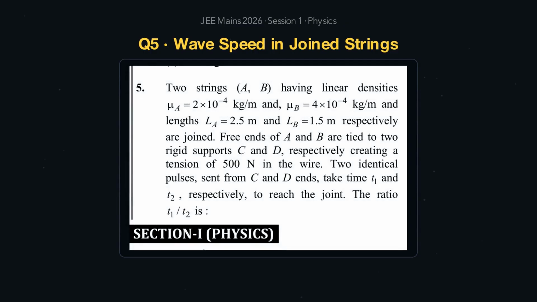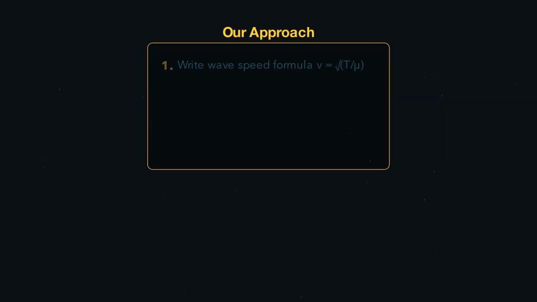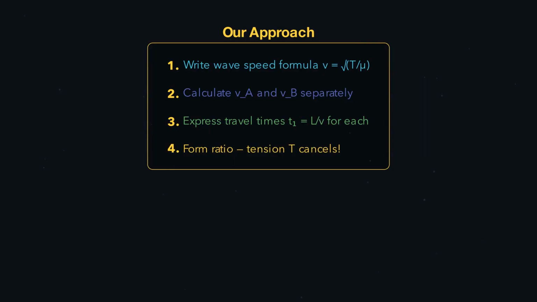2 strings joined end to end, tied between 2 walls. A pulse shoots from each side. Which one takes longer to reach the joint? Here's our approach. First, we'll write the wave speed formula. V equals the square root of T over mu. Then we'll express each travel time as distance divided by speed.